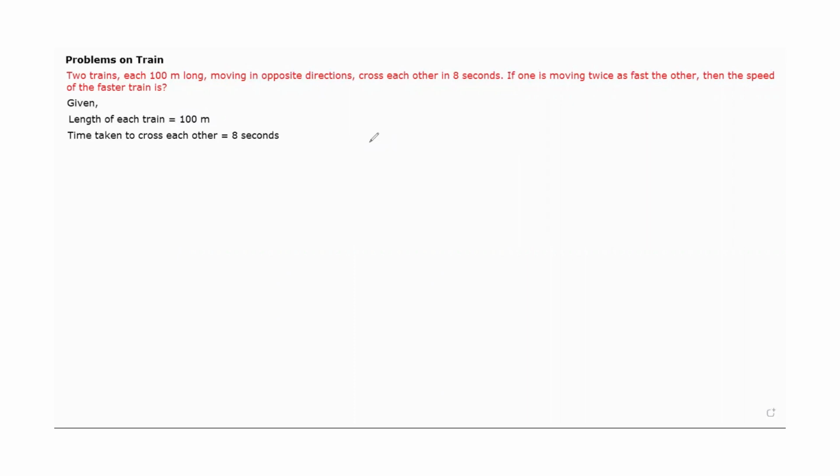When two trains cross each other, the distance covered is equal to the sum of their lengths. So, the total distance covered is: distance equals length of the first train plus length of the second train. Distance equals 100 meters plus 100 meters.